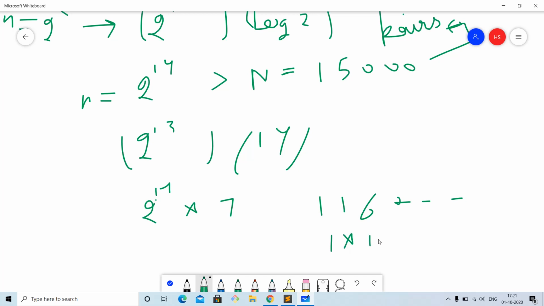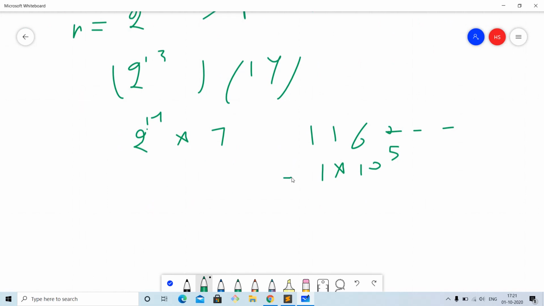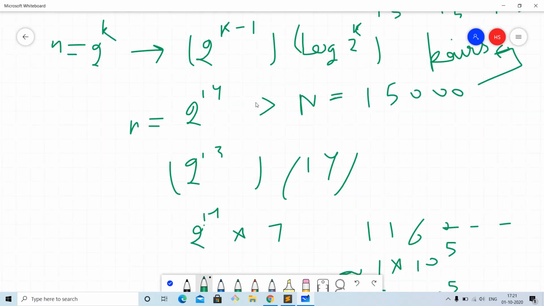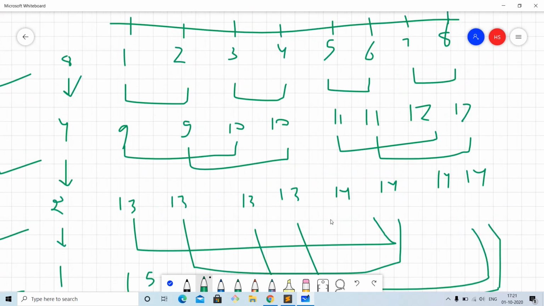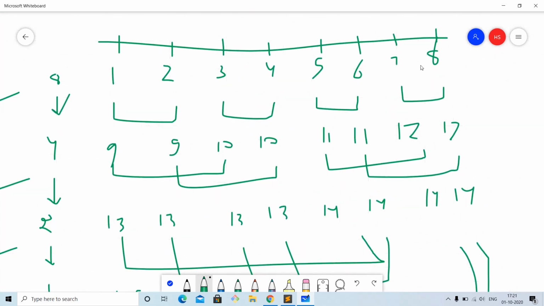Plus, if our n is around 2 to the power 14, which is even more than n. The constraint is that we can print at most 5 into 10 to the power 5 pairs, and this will be less than 5 into 10 to the power 5 for sure. So in this way we can achieve this number of pairs. In fact, this is an algorithm in which we divide the segment into half and then further half and then further half, which is called the divide and conquer algorithm.